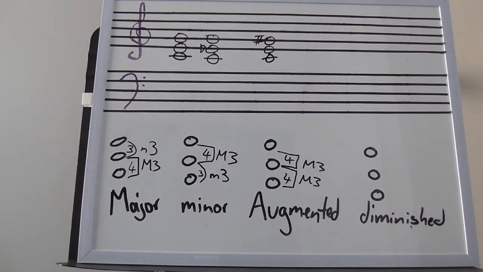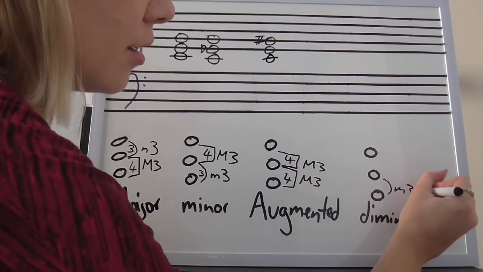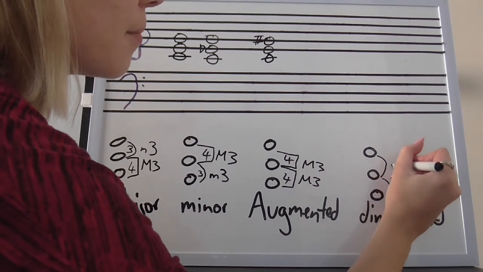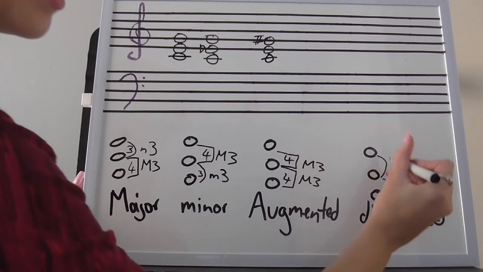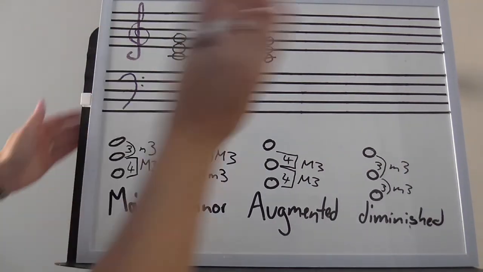Lastly, we have our diminished. Now we've used every other combo, so our diminished is our smallest triad. It's made up of 2 minor intervals. Minor third and minor third. And as we've said, they are 3 semitones apart. Let's do a C diminished triad.